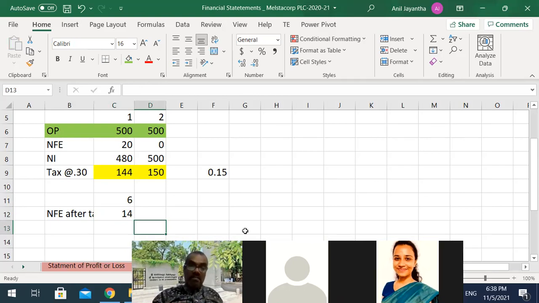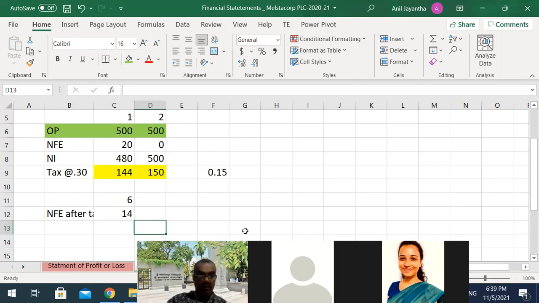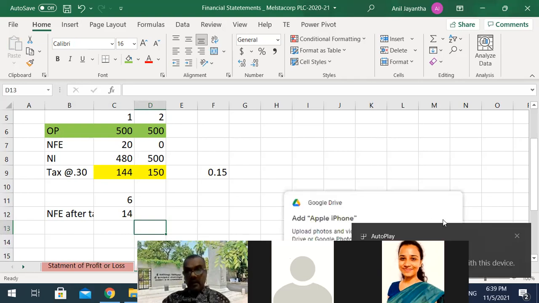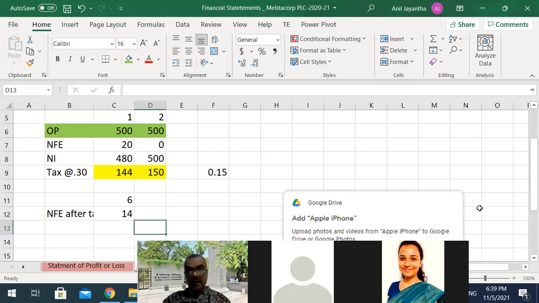Is it clear to you the impact of taxation on the interest cost? Hello? Yes, sir. Is that clear? Yes, sir. Okay.